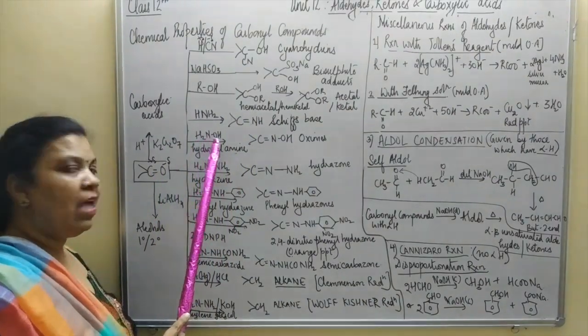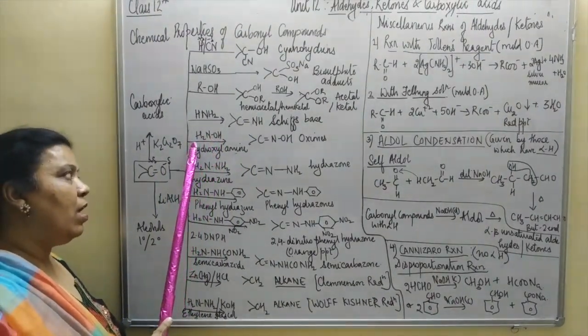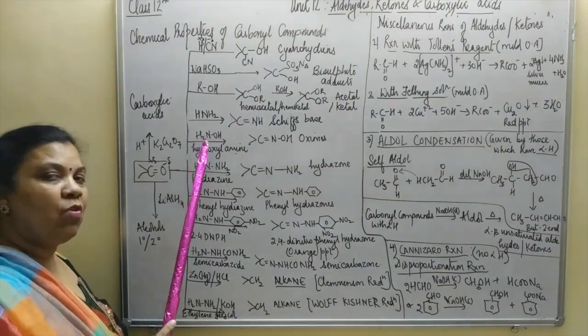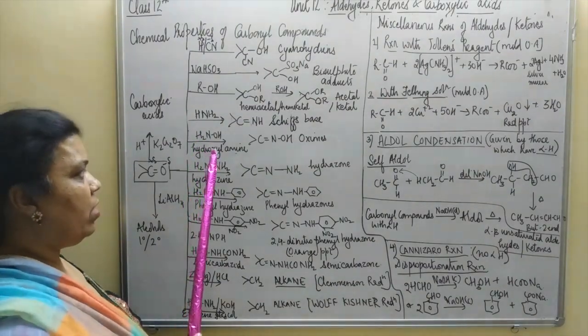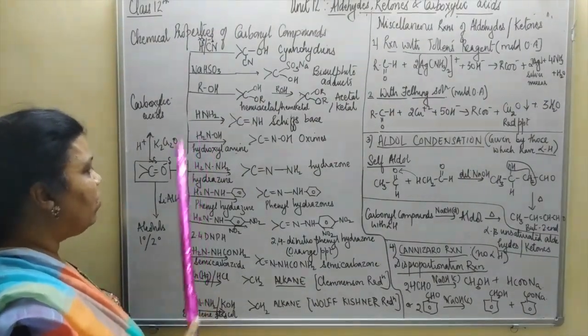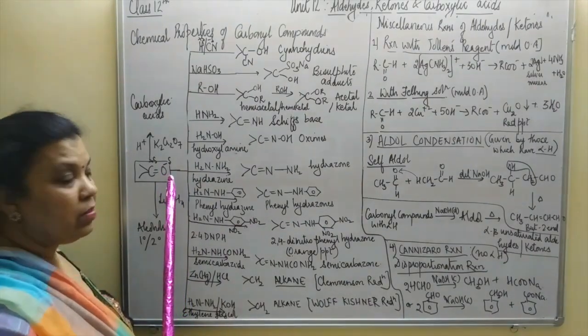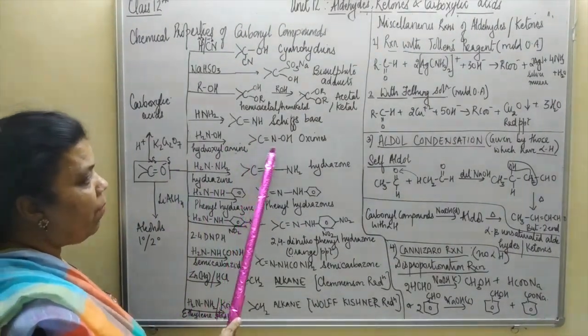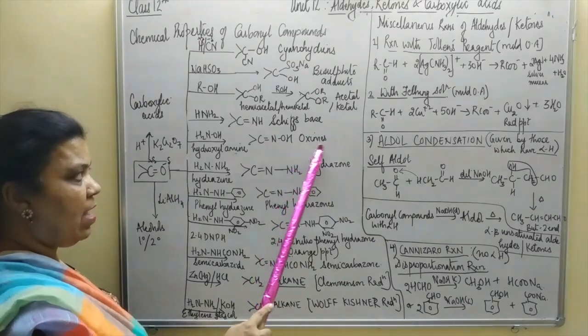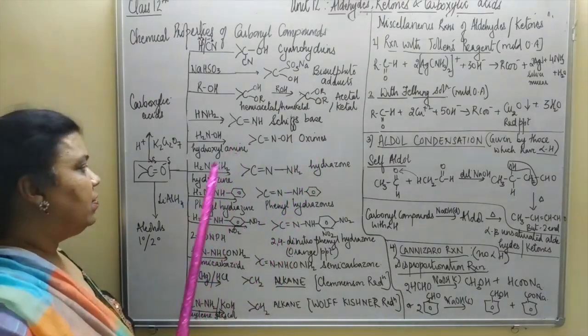Next reaction is with hydroxylamine, another ammonia derivative, NH2OH. So here this hydrogen along with this oxygen is lost in the form of water and the compounds formed are called oximes.